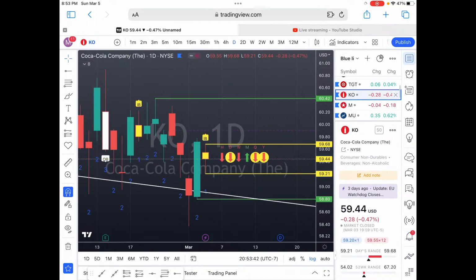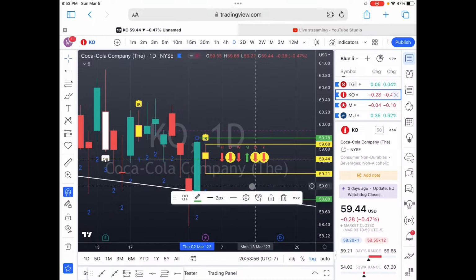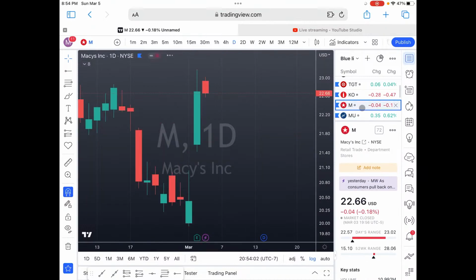What is KO? KO on the daily chart, okay? Inside bar on the daily. Really good time frame continuity to the downside. We'll see if we can continue that trend. This inside bar, actionable signal, is currently red. So we can look for puts at 59.21 and calls at 59.68 on Coca-Cola.